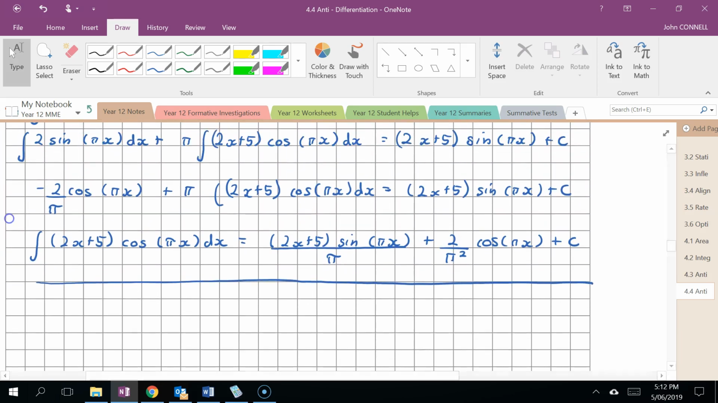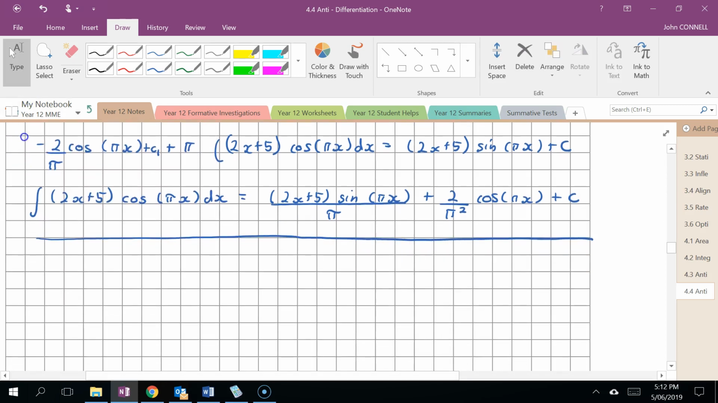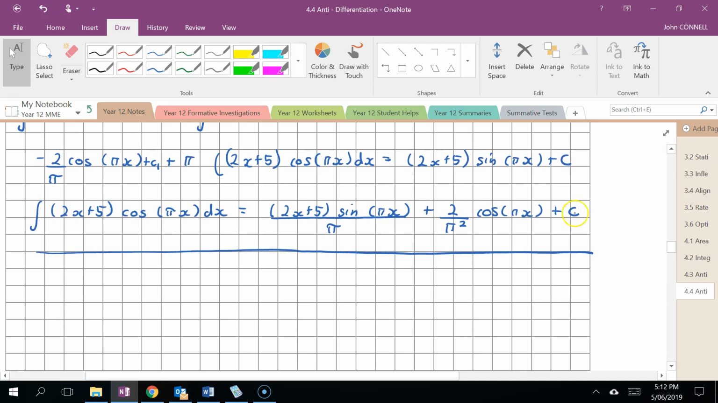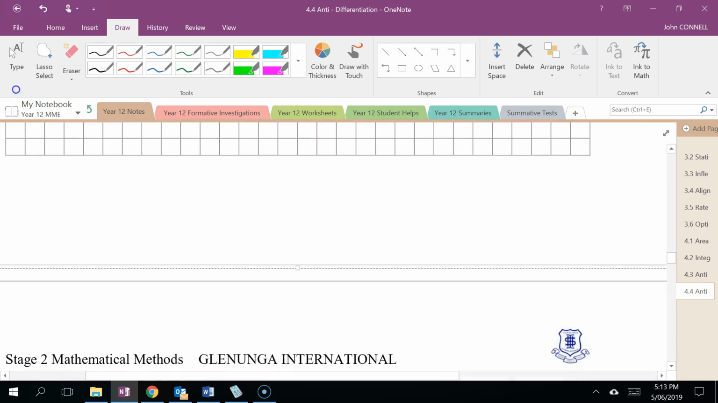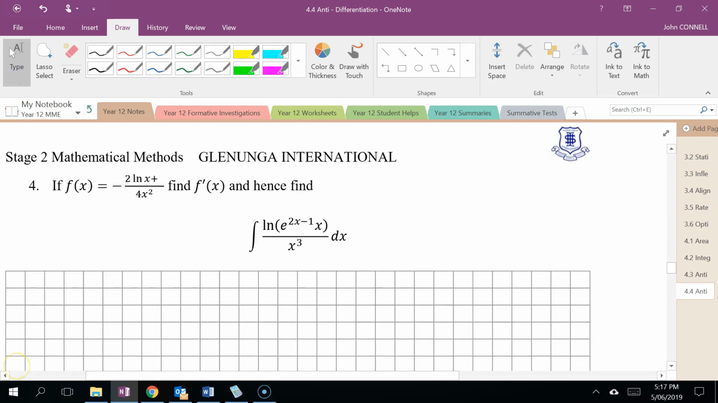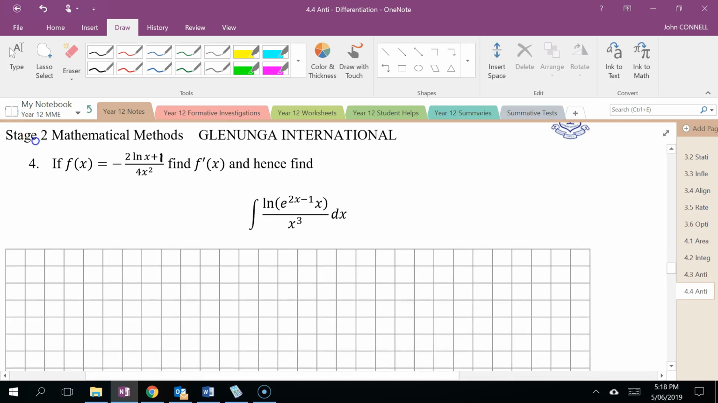Okay, potentially here we should also add in plus c1, just because I'm integrating that, so I should remember my c in there. It'll get absorbed into this arbitrary constant c here, but just for completeness I should add it in there. Okay, and so now with this function we have negative out the front of 2 ln x plus 1 all over 4x squared.